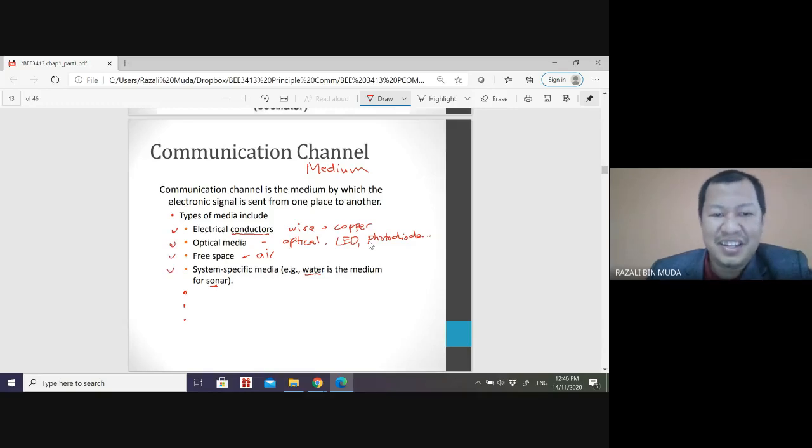What else? WiFi, that is air. RFID, also air. So basically they call it free space.